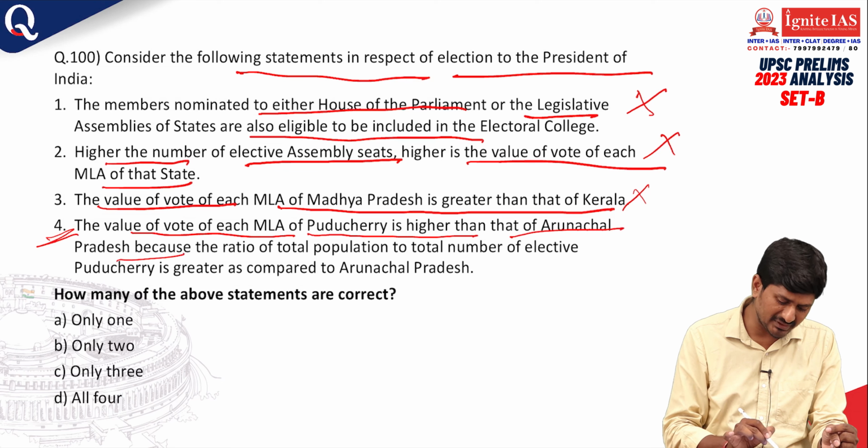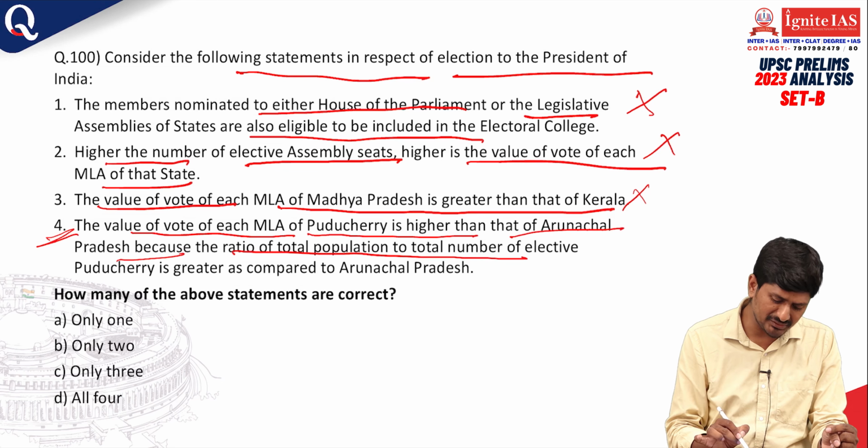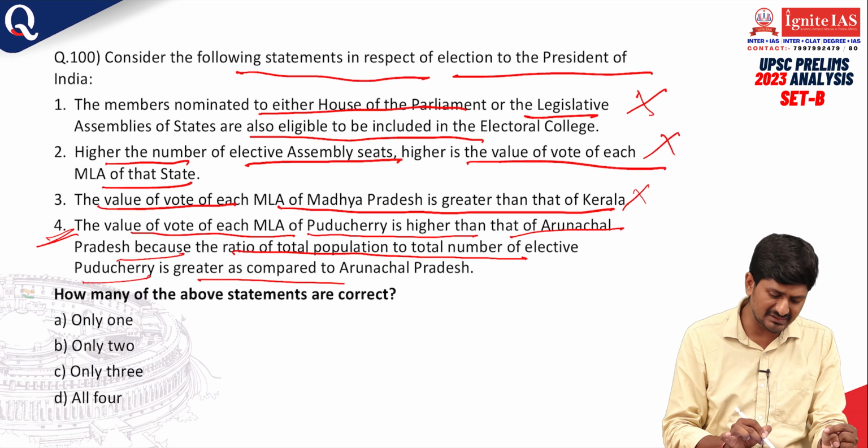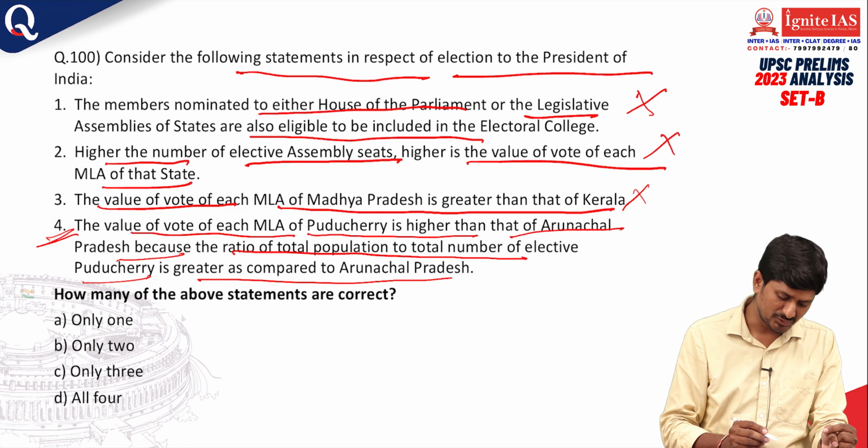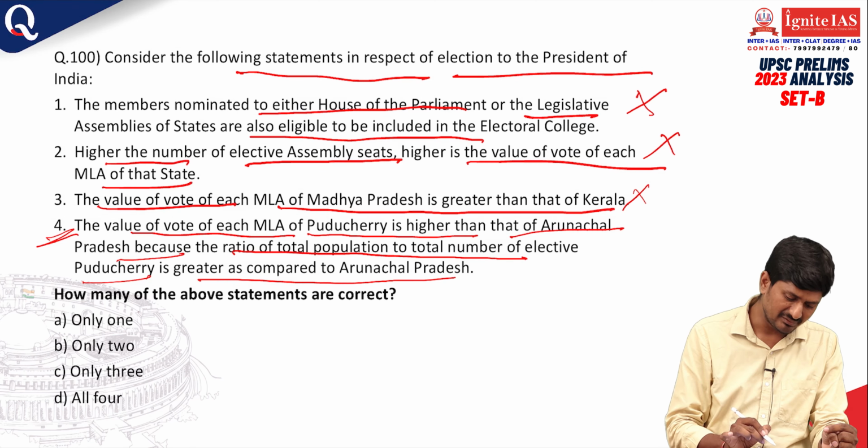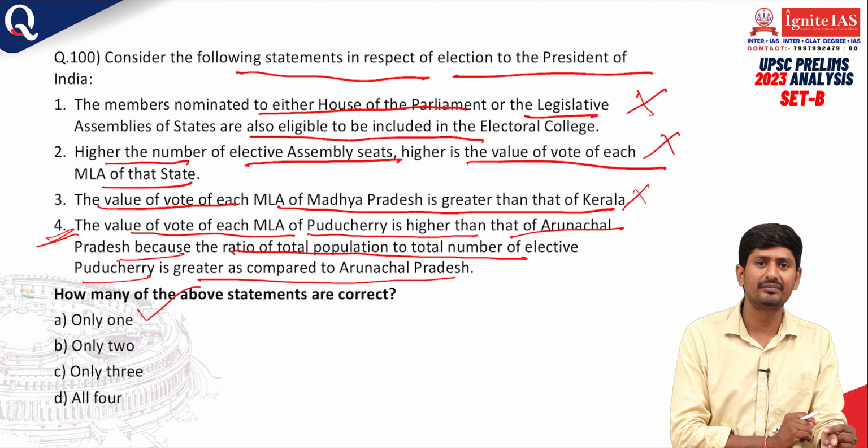Coming to the fourth one, the vote value of each MLA of Puducherry is higher than that of Arunachal Pradesh, because the ratio of total population to the total number of elected members in Puducherry is greater compared to Arunachal Pradesh. So this is the only right statement in the 100th question. Hence the answer is A.